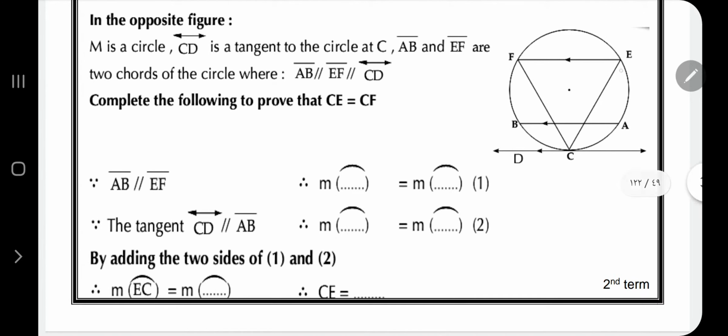As you see, prove that EC equals FC. Since AB is parallel to AF, that means measure of arc AE equals measure of arc BF. Since CD is tangent, and also CD is parallel to AB, that means AC equals BC. By adding, that means EC as an arc equals FC as an arc. So CE equals FC.